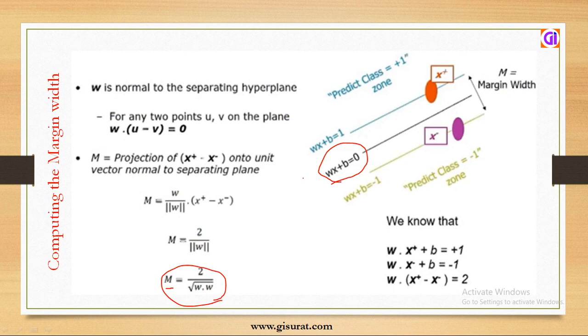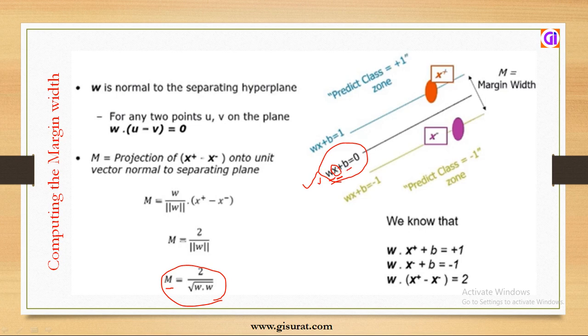After that, whatever the query point or testing point is, we have to put its attribute values, that is X, into this equation. X is nothing but the attribute of the query point. Whenever a query point appears, it has some features. We have to put those features in this equation, since we already have the values of W and B.